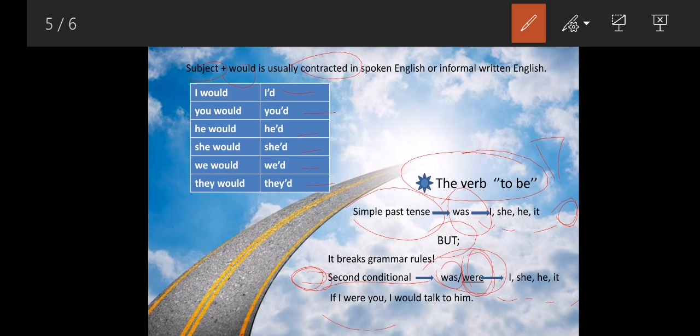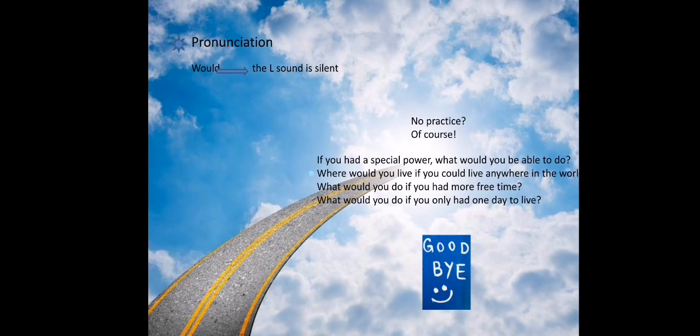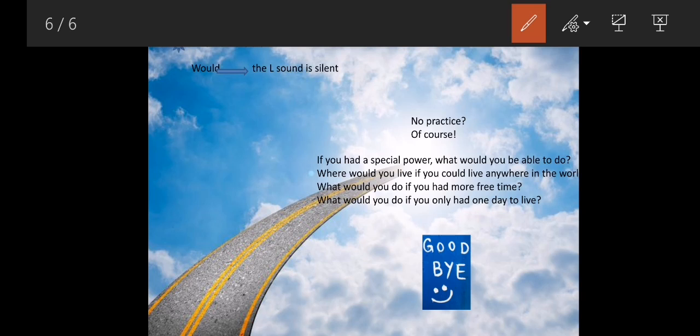If I were you, okay? If she were me, if he were me, okay? Another thing is pronunciation. I want to give this pronunciation tip here. In the word would, we must imagine that the L sound is silent, okay? I mean, we should say would, okay?